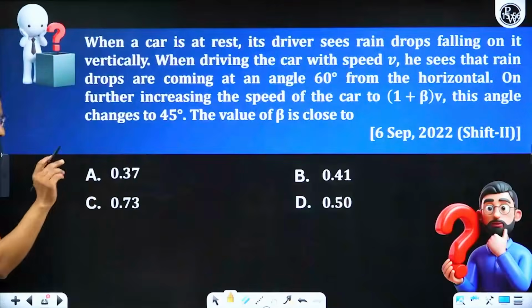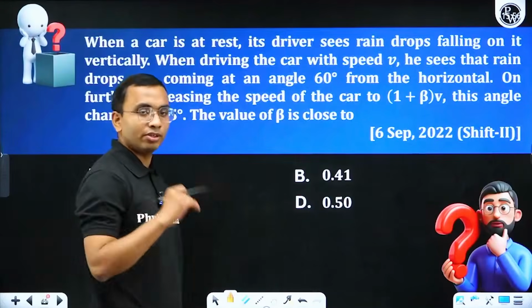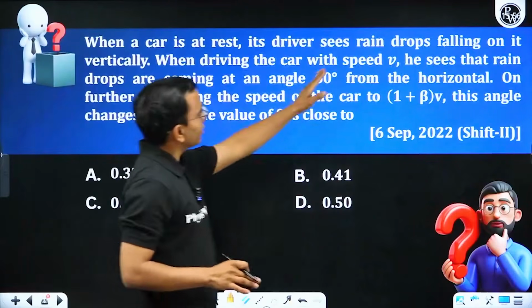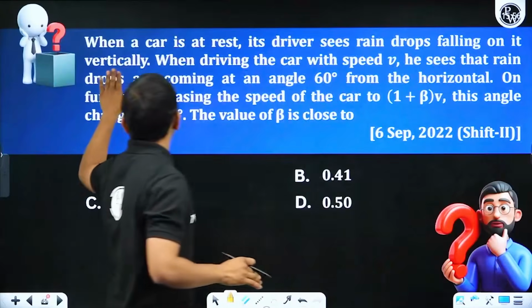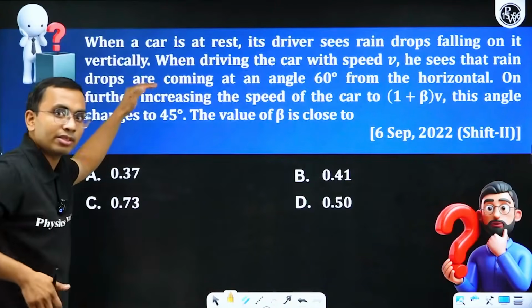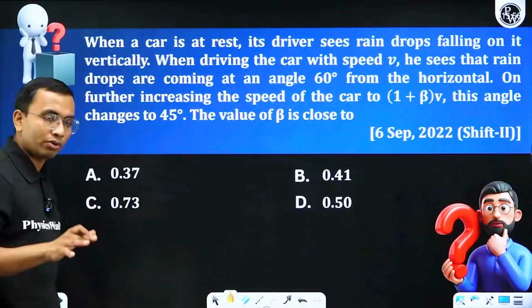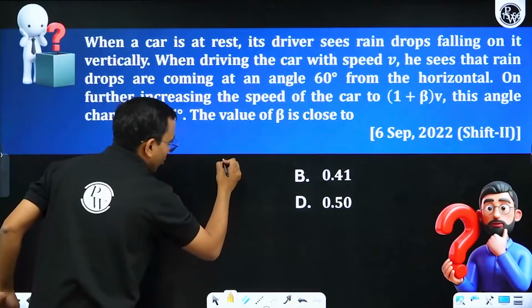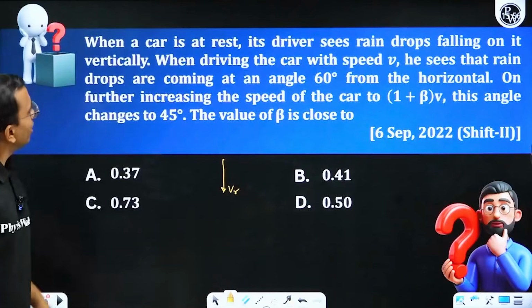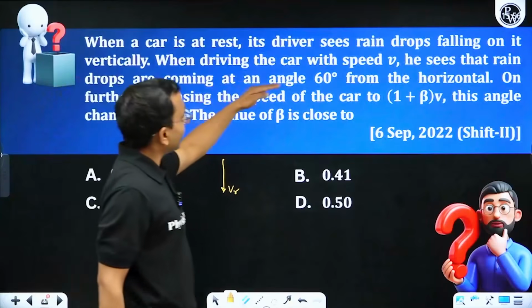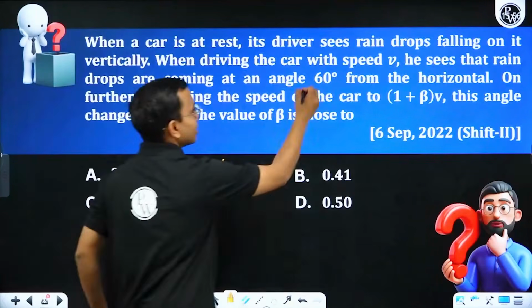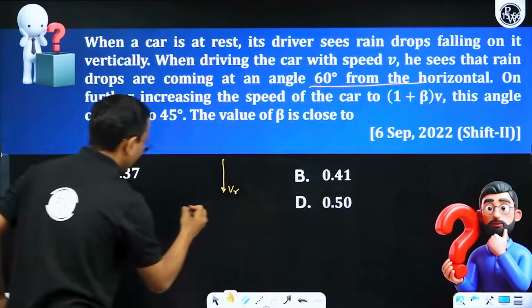Now I'll explain this with the help of some questions. Here you will understand how to do it. When a car is at rest, the driver sees raindrops falling on it vertically. The car is at rest, he's seeing rain falling vertically. It means the actual velocity of the rain is vertical only. Yes, we got it. So the rain velocity is vertical. I got VR. Now when driving the car with speed V, he sees raindrops coming at an angle 60 degrees with the horizontal.